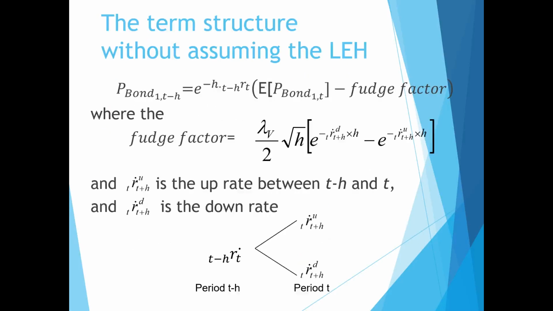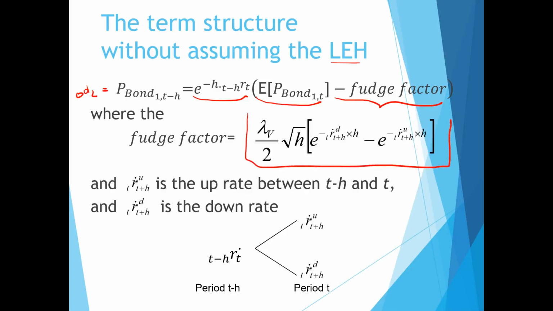How are we going to put this into practice? We're going to use a term structure that is not going to assume that we have local expectation hypothesis. So now the price of our bond that we have written as 0D2, for example, is going to be still the discounted value of the expected value of the bond at time t, but now we're going to subtract this Fudge factor. And the Fudge factor is going to be the following function.